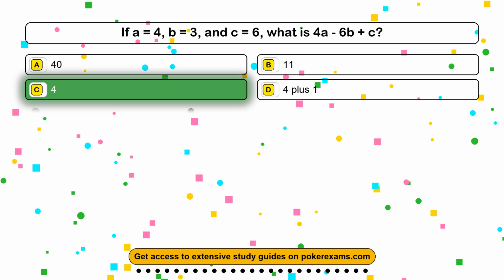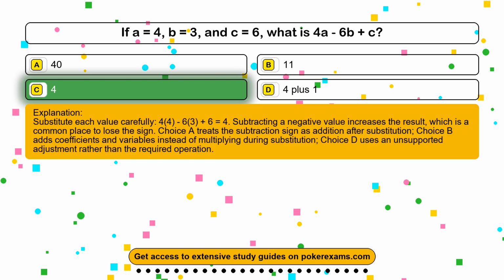The correct answer is option C, 4. Substitute each value carefully. 4 times 4 minus 6 times 3 plus 6 equals 4. Subtracting a negative value increases the result, which is a common place to lose the sign. Choice A treats the subtraction sign as addition after substitution. Choice B adds coefficients and variables instead of multiplying during substitution. Choice D uses an unsupported adjustment rather than the required operation.